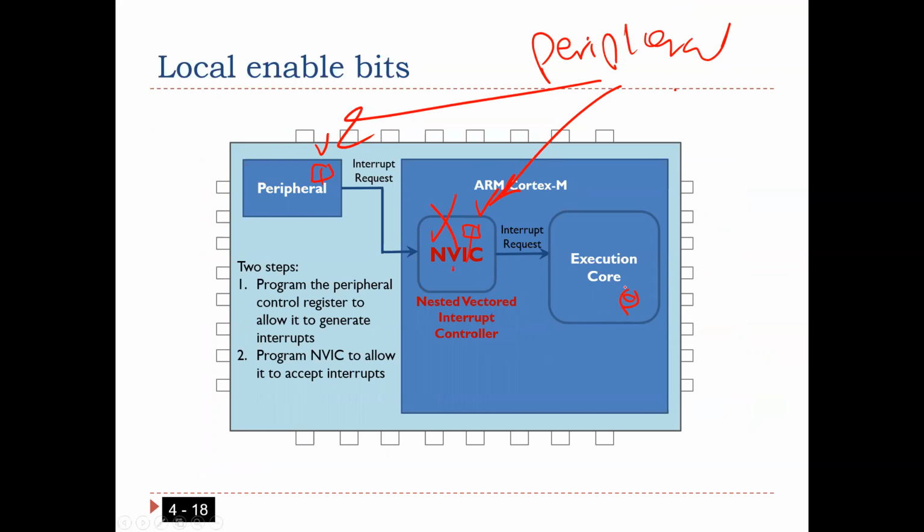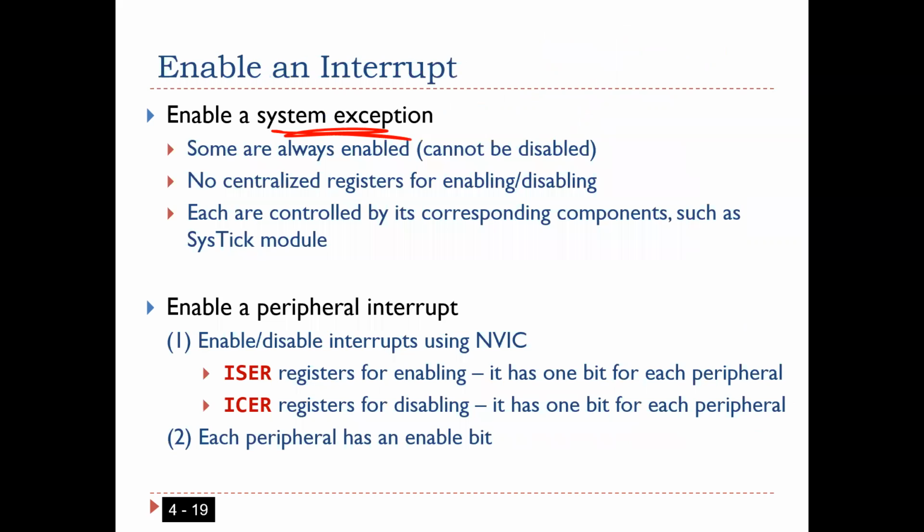Is that okay? So again, in case of a peripheral, there are two bits: 1 bit here and 1 bit here. But in case of a system interrupt, there's only 1 enable bit. It's the same idea, just 1 bit. If you write 1, you enable. You write 0, you disable. Any questions?